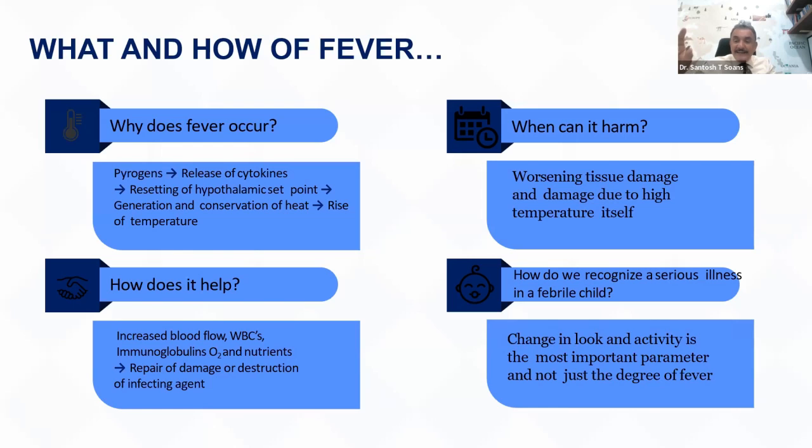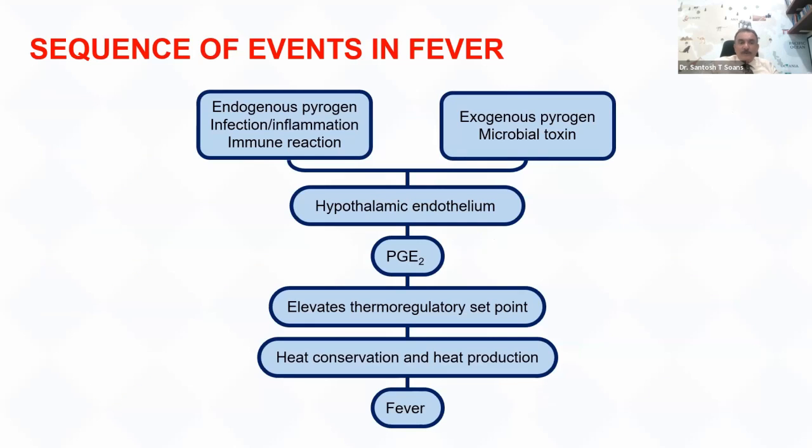How do we recognize a serious illness in a febrile child? Change in the look and activity is the most important parameter, not just the degree of fever. See, with a 105-degree temperature, the child may be active, jumping around, but the child is fine with 105, you need not worry. That means the child is okay. With a 100-degree temperature, if the child is not able to get up, lying down like that and whining all the time, then you should be more worried about this fever.